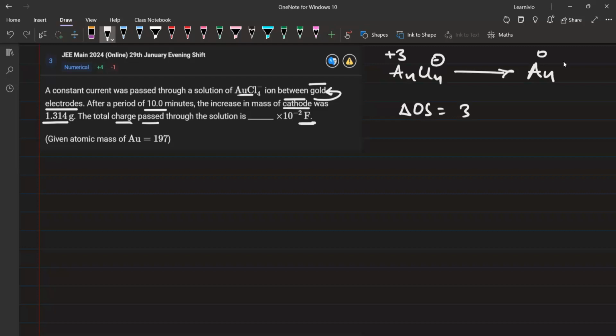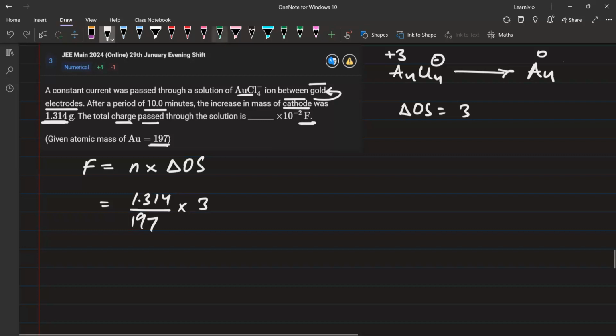Now, please see. Faraday is equal to number of moles multiplied by delta OS. So Faraday will be equal to number of moles, which is the given mass divided by the molar mass, that is 197. This will be equal to 1.314 divided by 197, multiplied by 3. And you will get the Faraday. Make sense? Yes or no? Please tell me.